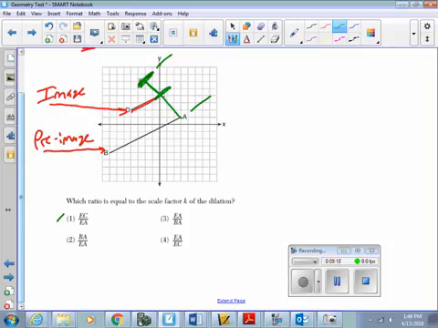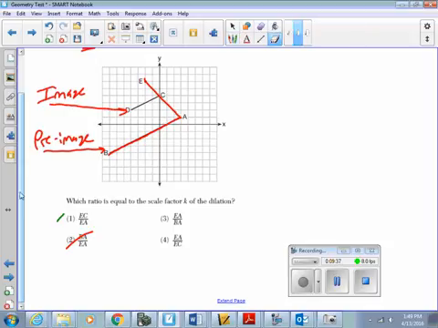What about BA over EA? Well, BA is longer than EA. That's going to give us a value over 1. We don't want that. That's not going to be our answer. EA over BA, that is not what we're looking for. EA over BA, that's not what we're looking for either. That's not the relationship. And EA over EC is obviously going to be greater than 1.